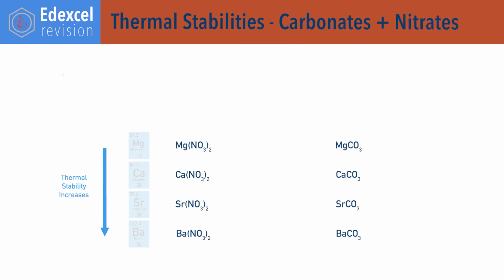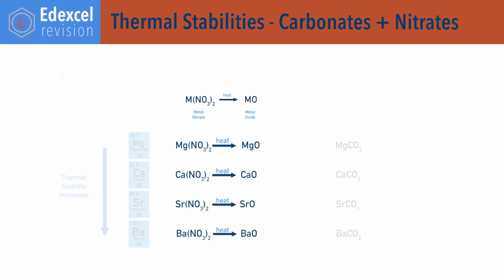The thermal stability of group 2 metal nitrates and carbonates increases down the group. It gets harder to break them down with heat. Group 2 metal nitrates, M(NO3)2, break down into a metal oxide, nitrogen dioxide, and oxygen gas when heated. The starting metal nitrate and the metal oxide formed are both white solids, with the nitrogen dioxide a brown gas.